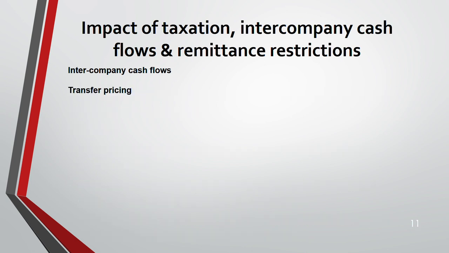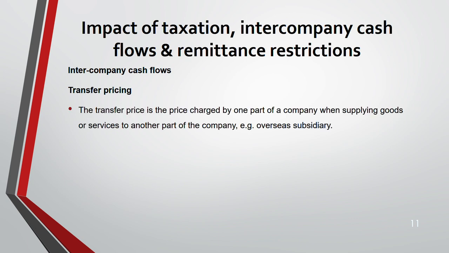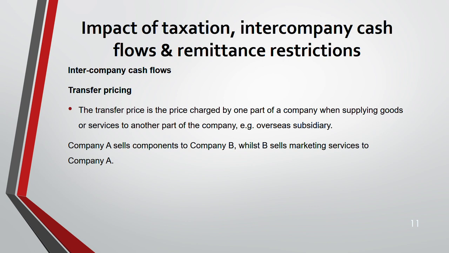Now, transfer price. Transfer price means the price charged by one part of a company to another part of the company. They are the same company only. For example, parent is selling to subsidiary or subsidiary is selling to the parent. Or one division is selling to another division of the same company. That is known as transfer pricing. The price that is charged among the two departments or parent and subsidiary is known as transfer pricing. Company A sells components to company B, while company B sells marketing services to company A. It would be two way.